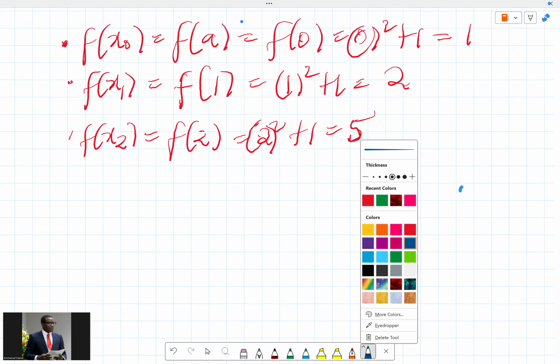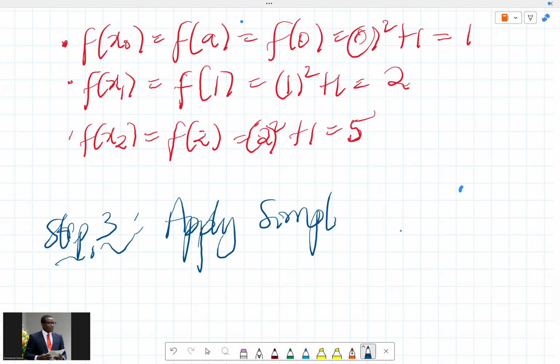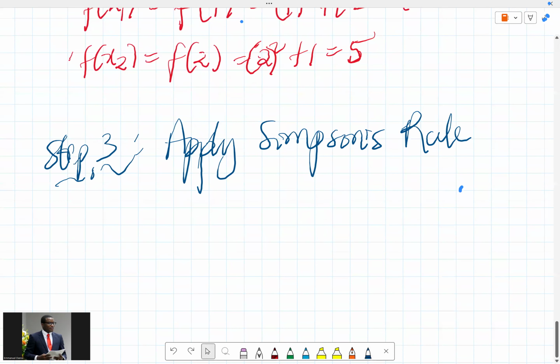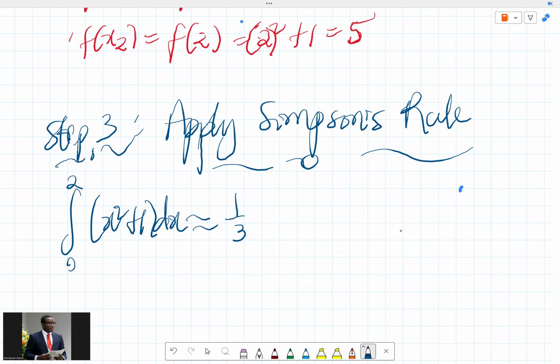So step 3, apply Simpson's rule. Again, we have the integral from 0 to 2 of x squared plus 1 dx approximately equal to 1 over 3, since our h is 1, into f of 0 plus 4 f of 1.